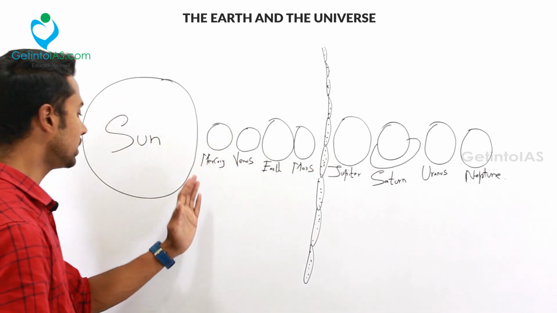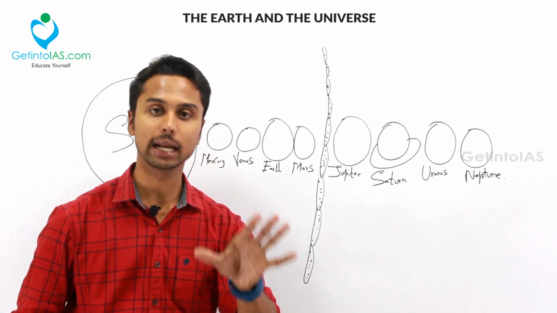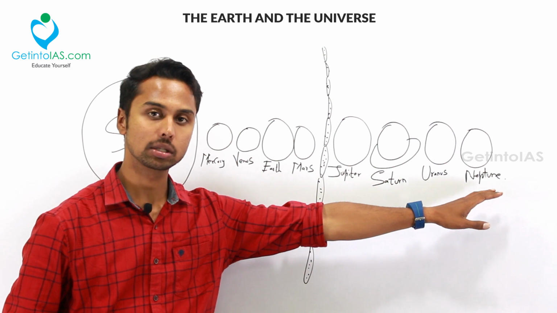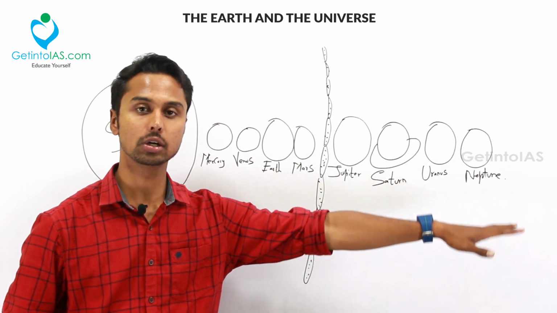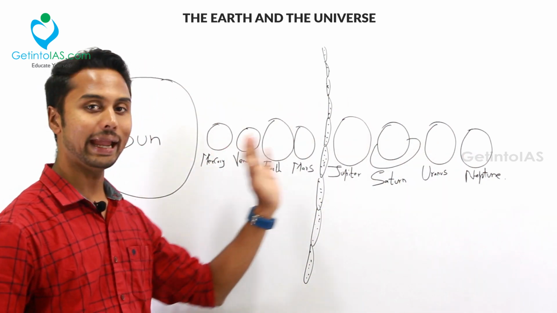Okay, so you can see I have written there are totally 8 planets, not 9 planets. There are totally 8 planets. The last planet, Pluto, has had its planet status removed in 2006 by the International Astronomical Union. So now there are only 8 planets.